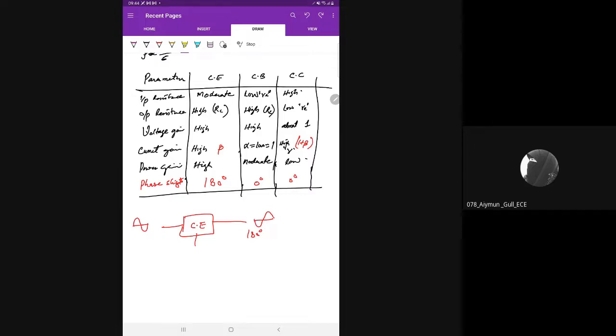Why? Because in common emitter configuration both voltage gain and current gain are very high. In common emitter configuration you are able to have a good voltage gain and good current gain.